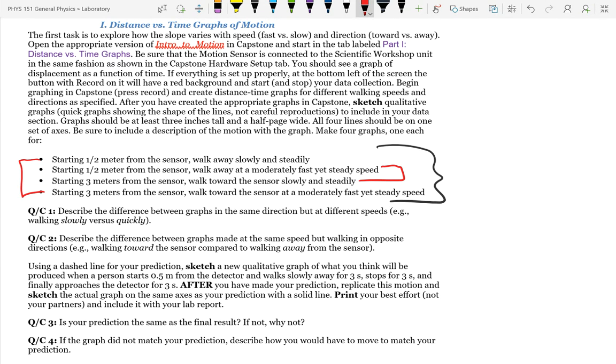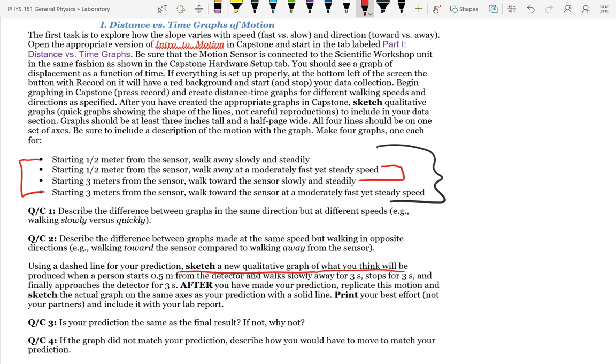Moving on. So you're going to do these, and then you have questions about them, and then you're going to get to sketch a qualitative graph of what you think will be produced when a person does a certain motion. Now, let me emphasize, because last class period, there are some people who didn't follow along with this. You're supposed to do this before you actually do the experiment. If you do the experiment first, what's the point of sketching out what you've already seen?